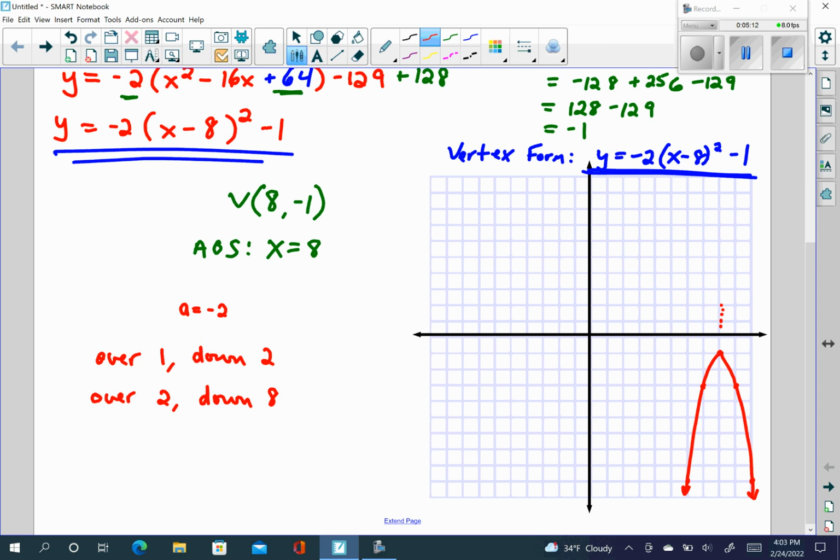And also, it's a good idea, draw on that axis of symmetry. It reminds you that it's a vertical line, so we need x equals the h value. So there's number 20.